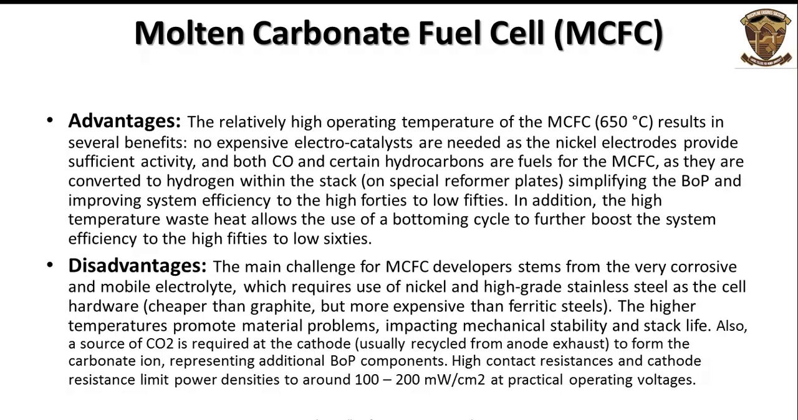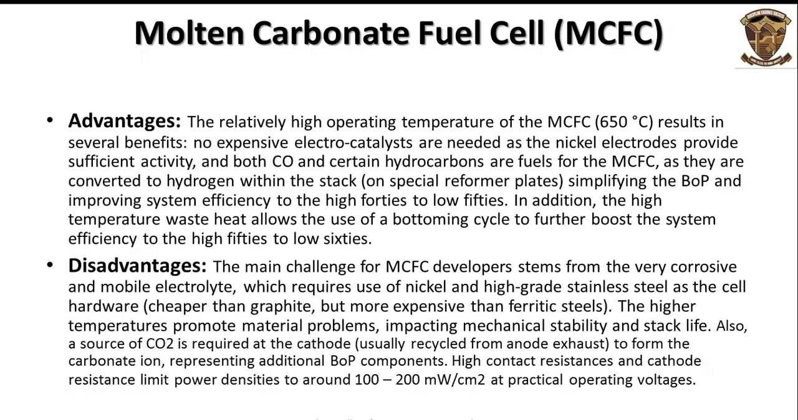on special reformer plates within the cell, simplifying the balance of plant and improving system efficiency to the high 40s to low 50s. In addition, the high temperature waste heat allows the use of a bottoming cycle to further boost the system efficiency to the high 50s to low 60s. There are some disadvantages also.